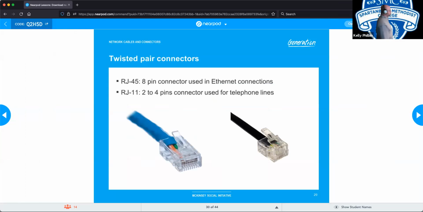Our good friends from our connectors technical session. We have our RJ45, which is the 8-pin connector. You can see down here, it has 8 wires and 8 little pins that go into it. Although, depending on the category you're using, it may not use all 8 wires. It may only use 4. And then you have the old POTS line RJ11, which has either 2 or 4 pin connectors, predominantly used for telephone.